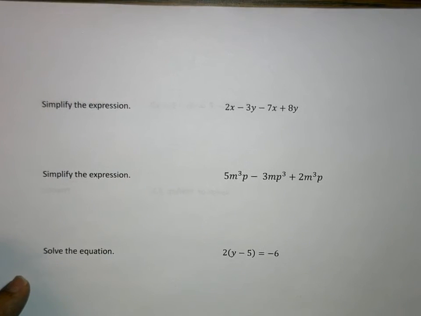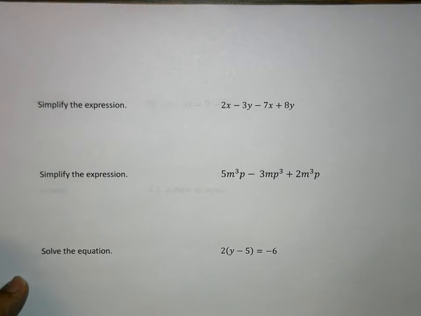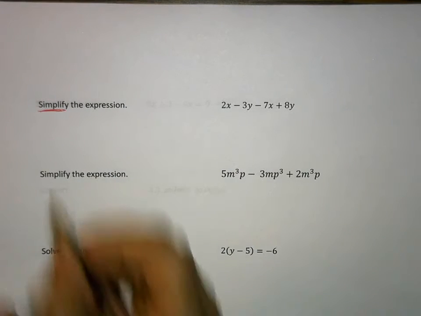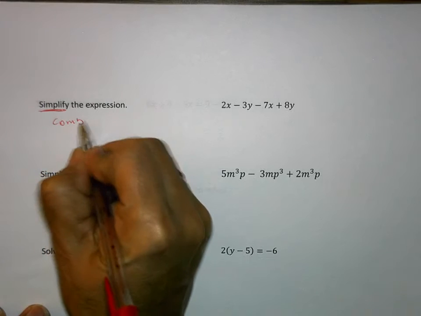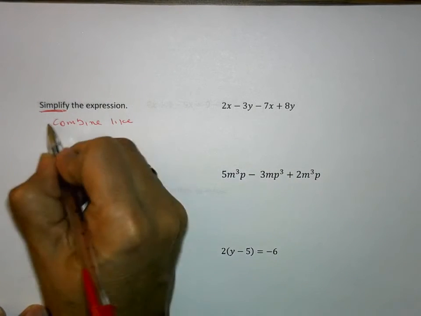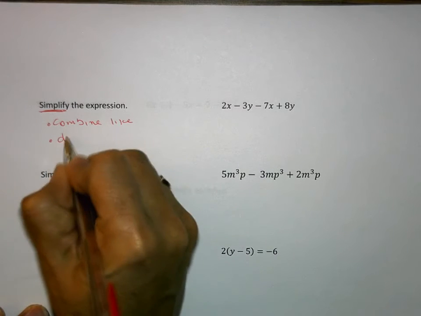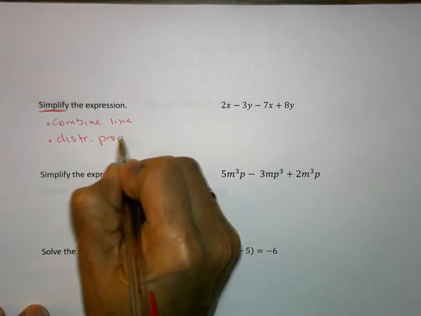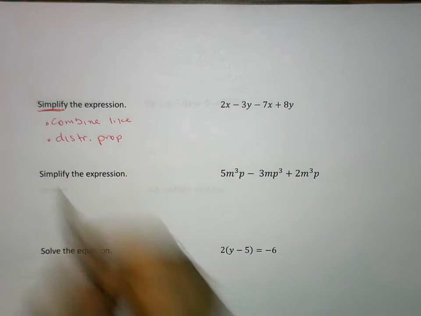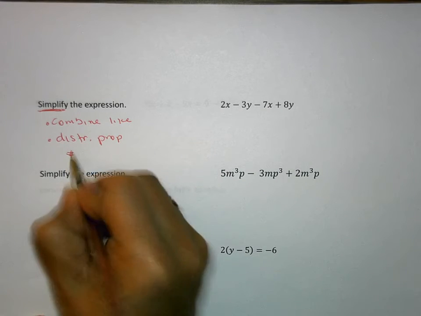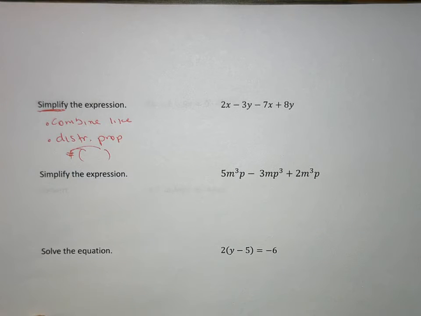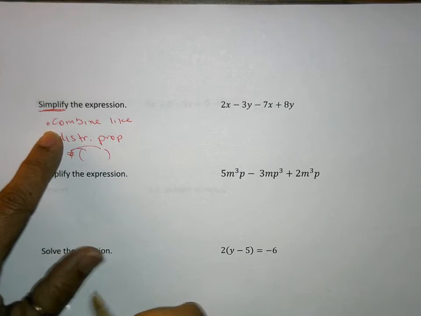One of the very first questions on the test asks you to simplify expressions. It's just asking you to simplify, combine. When you see simplify, combining like terms is one of the things we use. Another thing we use is the distributive property. In this case, I don't see any distributive property, where there's a number times something in parentheses and then we distribute it. So I'm going to use just combine like terms.